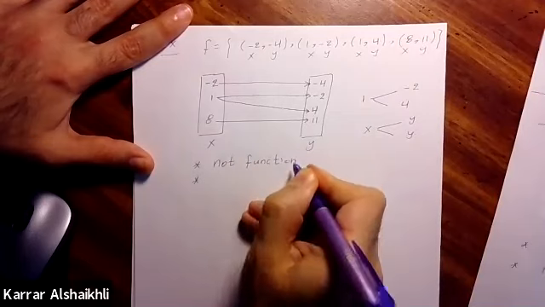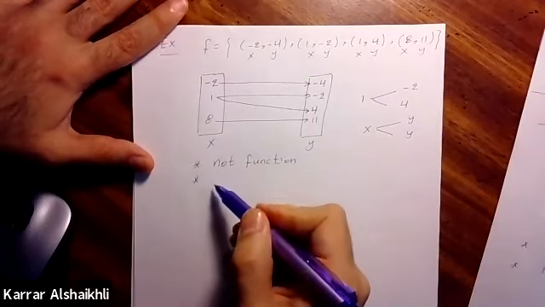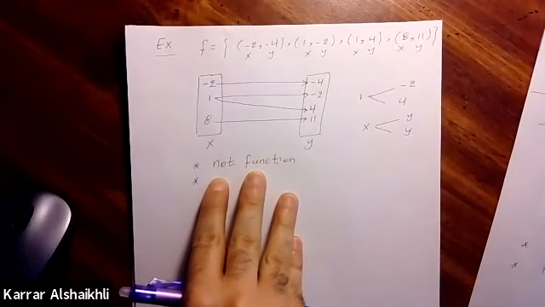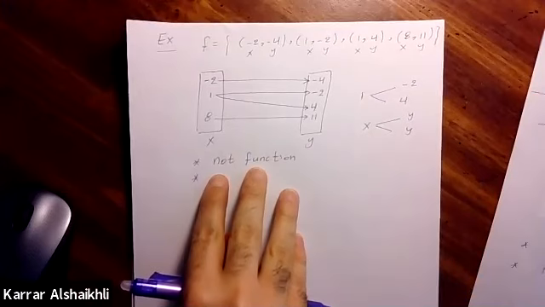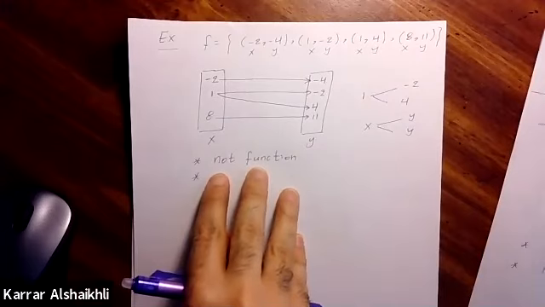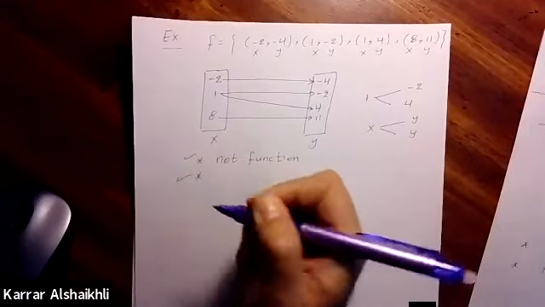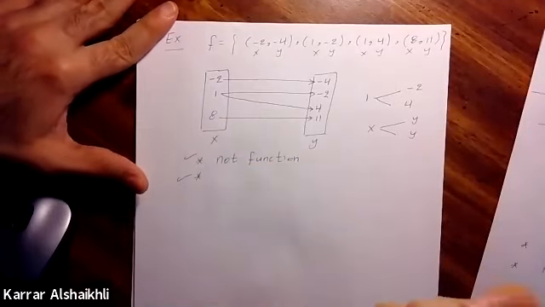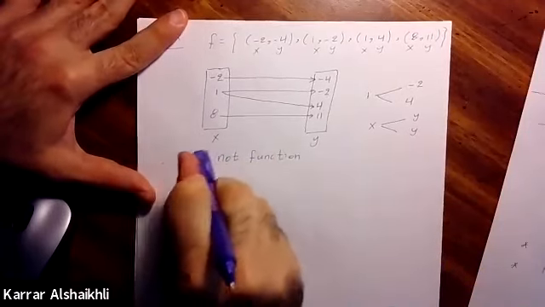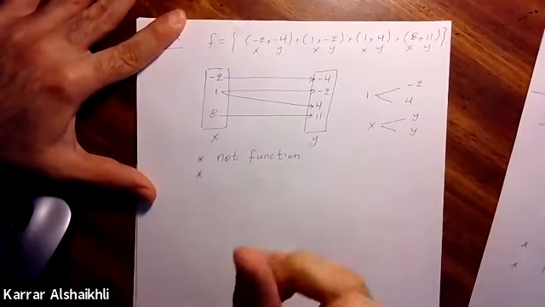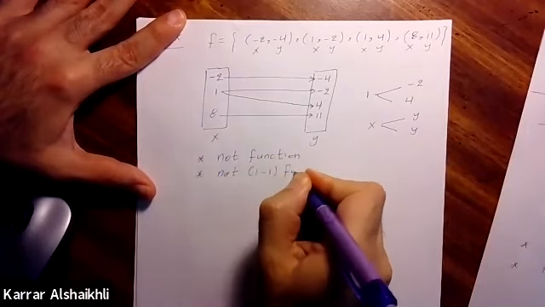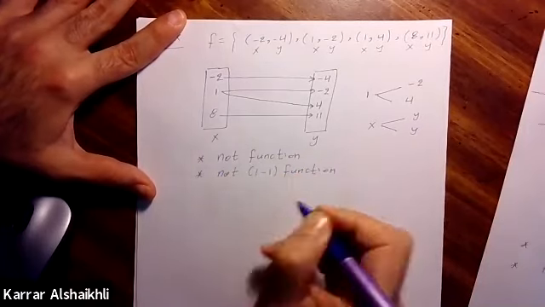So if it's not a function, I don't have to satisfy the second condition because the first condition is not satisfied. Even if you satisfy the second condition, you still have something missing, which is the first condition, because for a one-to-one function, you have to satisfy these two conditions. If one of these conditions is not satisfied, that means it's not a one-to-one function. That means this is not a function, so it's not a one-to-one function. That's it.